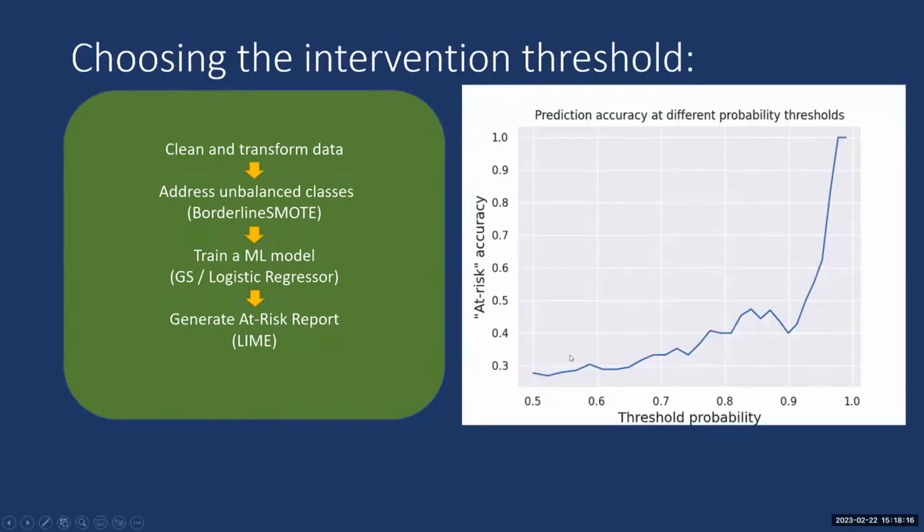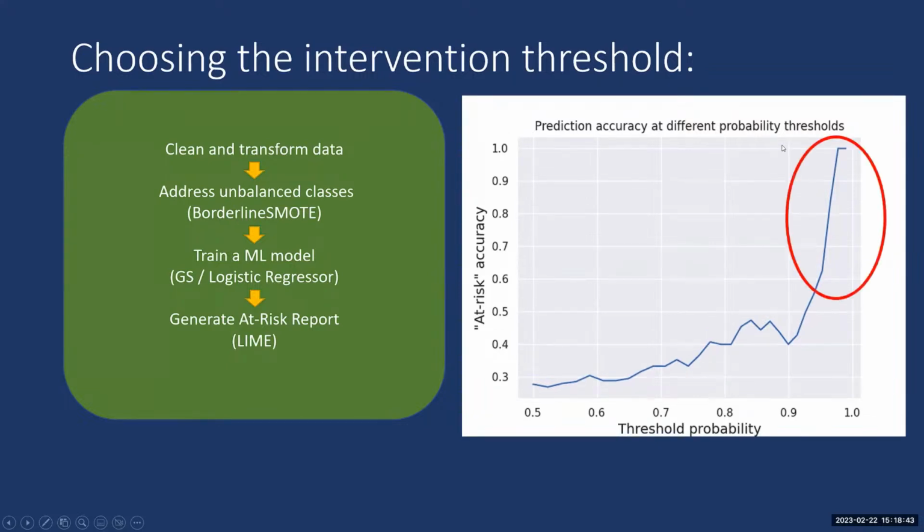So one way we can do that is to take a look at how confident our model is, and as a function of confidence, how good our predictions are. And we see that for lower confidence predictions, our accuracy is really low. But if we get over to 90% or better probability of being at risk, our model accuracy jumps way up. And so we want to focus on these people who are most at risk early in the semester.